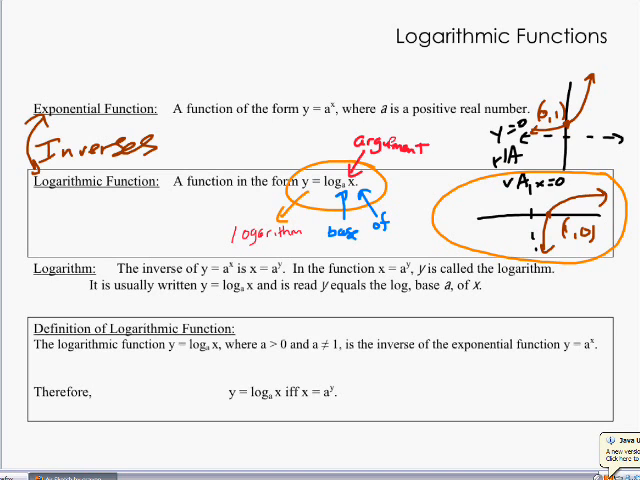So looking further here into logarithm, the inverse of y equals a to the x is x equals a to the y. To find an inverse, you just replace the x's with y's and the y's with x's. The function x equals a to the y is called a logarithm. It is usually written in the form y equals log base a of x and is read y equals log base a of x.